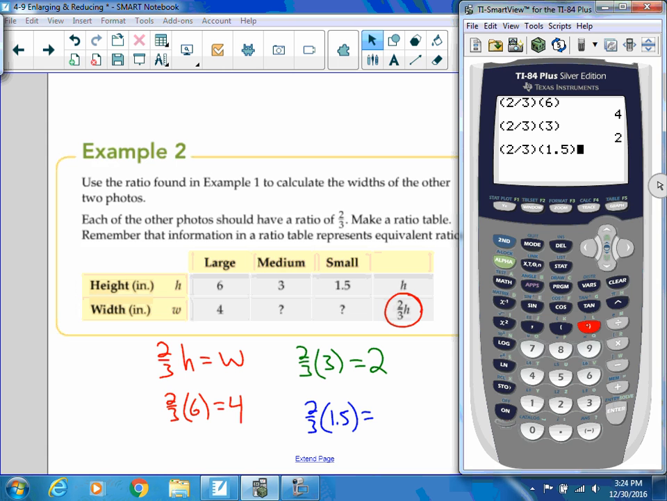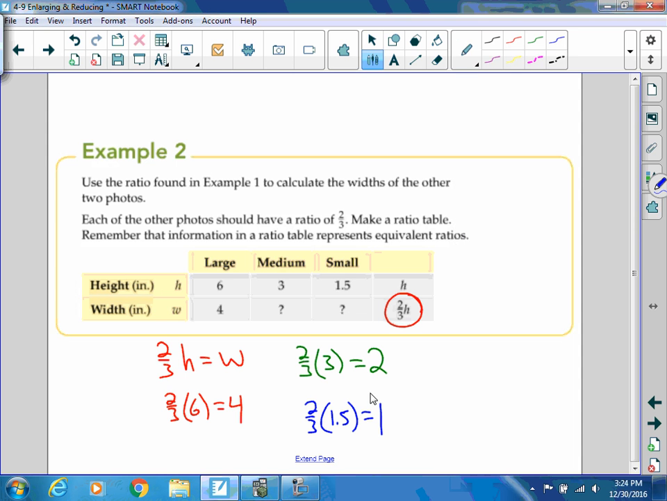So let's punch it in and try it, and sure enough, we get 1 for an answer. So when you can figure that out, that's another way you can find missing values in the table. But again, setting up the proportion like we did before, that will always work for you.